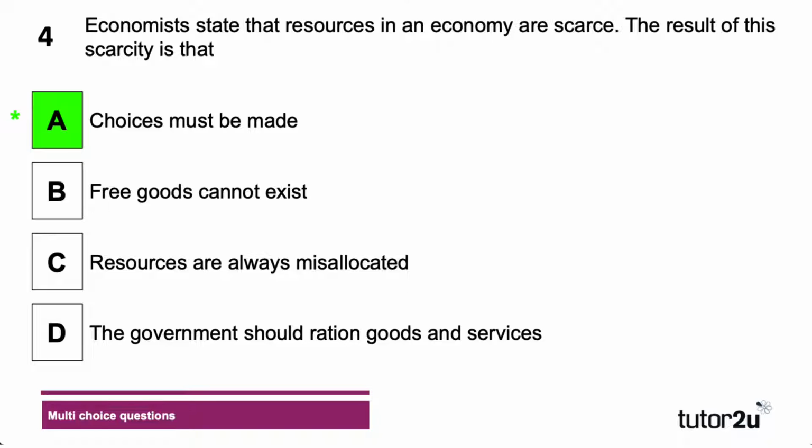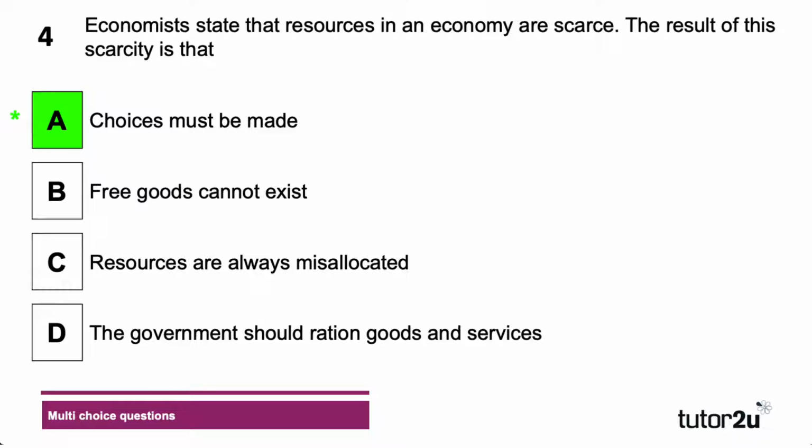The free goods point, none of you went for, so I think you could all recognise that's not about resources. It's about alternatives that could be produced. That's the wrong theory area that we're using here. Resources are always misallocated for C. Not always. Sometimes resources are misallocated, but it's not always inevitable. And D, of course, we wouldn't go for that because that's a normative statement. So it's got to be A, that choices must be made.